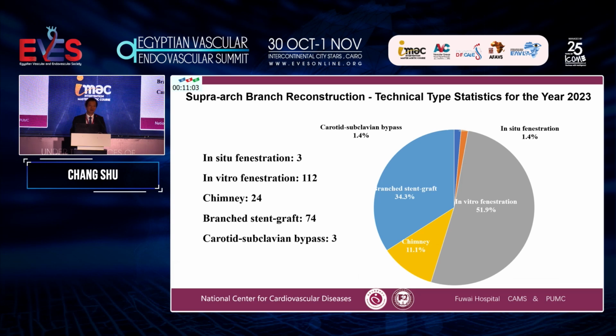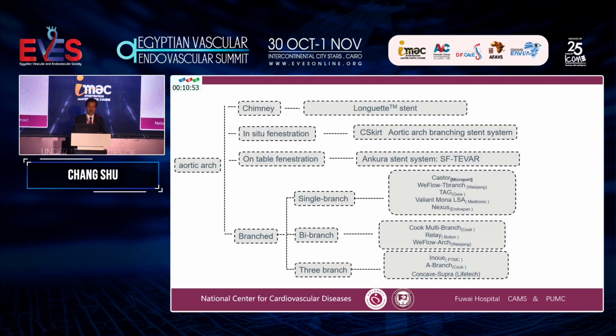We have used different kinds of methods. Many years ago, we focused on the parallel stent graft. Nowadays, we pay much attention to fenestration. So nowadays the well-accepted devices in China include the Chimney, in situ fenestration, on table fenestration, and branched stent graft.